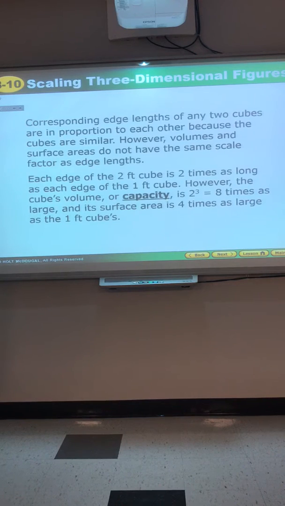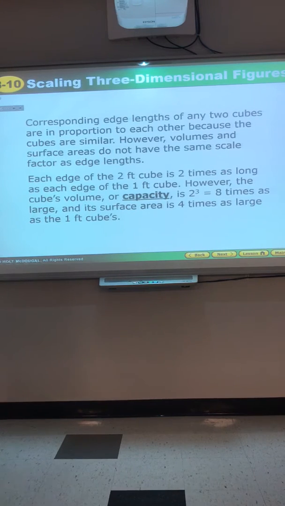Now, if you need to, you can pause and read this. Corresponding lengths of any 2 cubes are in proportion to each other. That's what we talked about, going up by the same amount or going down by the same amount, the multiple or the division of. So each edge of the 2-foot cube is 2 times as long as each edge of the 1-foot cube. However, the capacity or volume is 2 to the 3rd power. It equals 8, and 1 to the 3rd power only equals 1. So its surface area is 4 times as large as the 1-foot cube's.